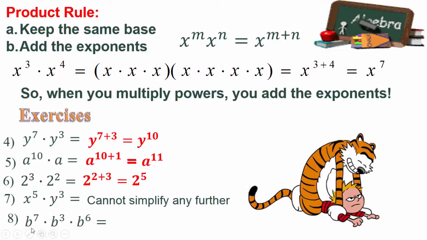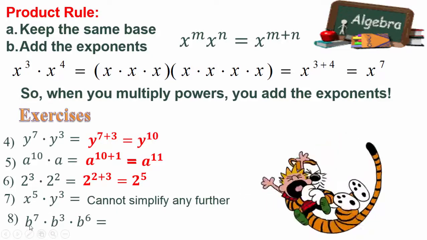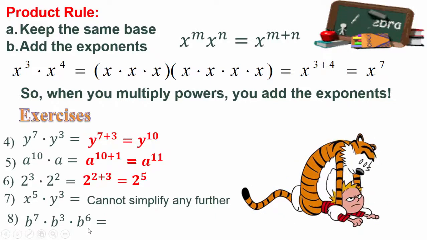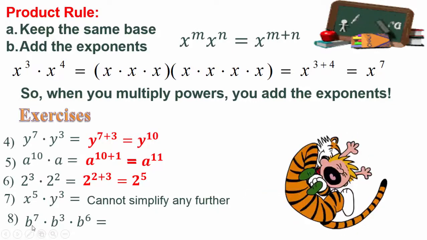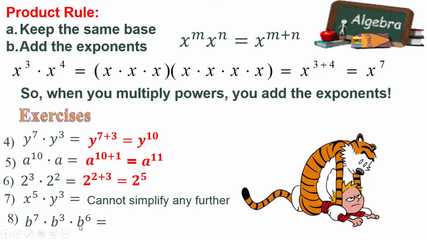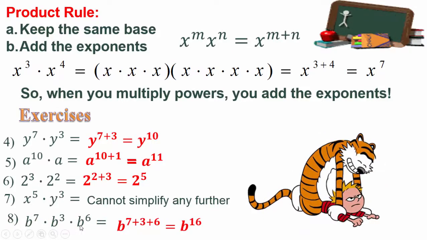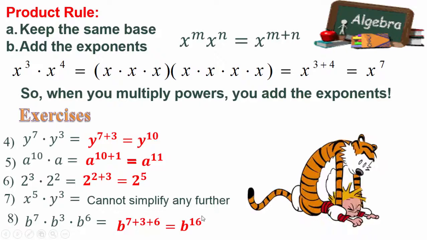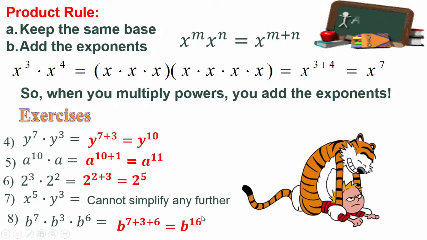Number 8, here we have not just 2, we have 3 bases that are the same. So that will mean that we add up 7 plus 3 plus 6, because the 3 bases are exactly the same, so that means we get b to the 16.